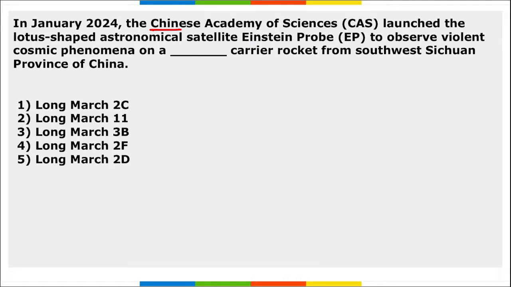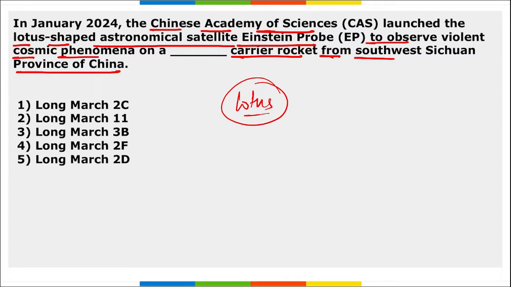Next, the Chinese Academy of Science launched the lotus-shaped astronomical satellite Einstein Probe to observe violent cosmic phenomena on a carrier rocket from southwest Sichuan province of China. So what is the name of the rocket that was used to launch this lotus-shaped astronomical satellite, Einstein Probe? It was using the Long March 2C rocket. Long March 2C rocket.